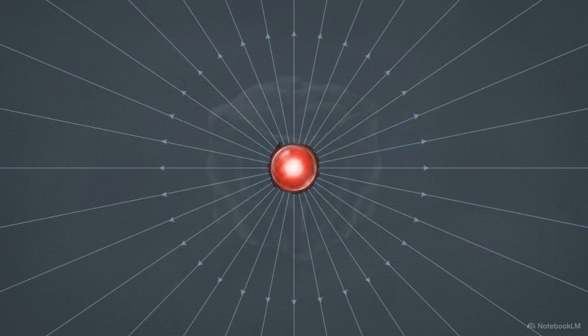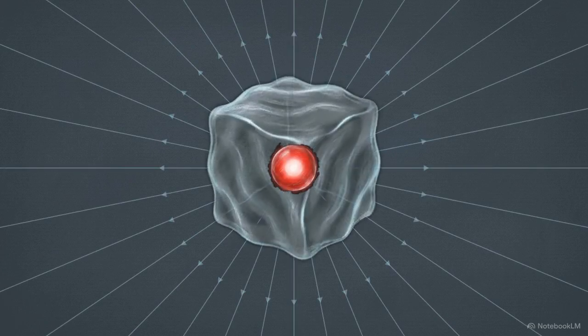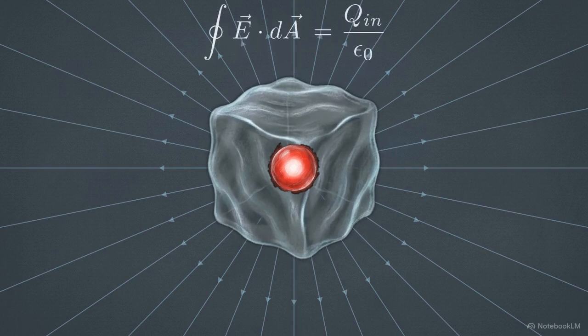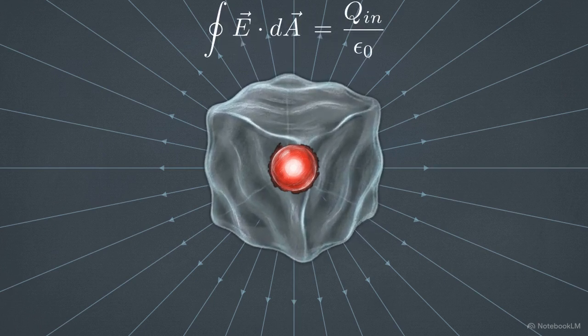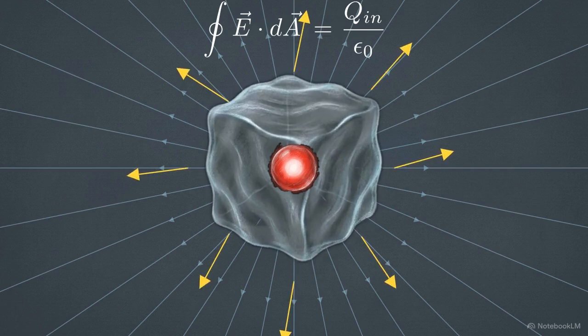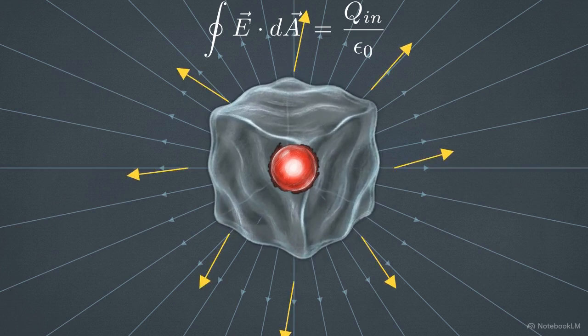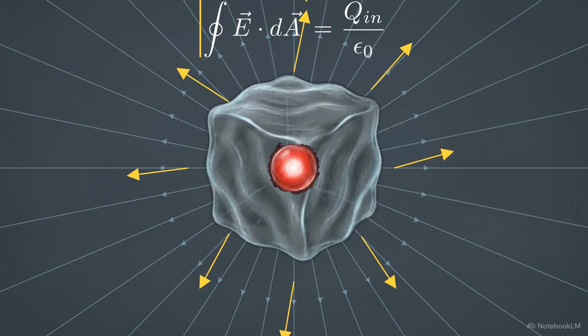Take a look at this irregular 3D boundary enclosing a single point charge. If you want to find the total electric flux escaping this shape, you have a problem. The surface bends and warps at random angles, meaning the electric field's strength and direction change constantly. Calculating this via a brute force mathematical integration is virtually impossible.